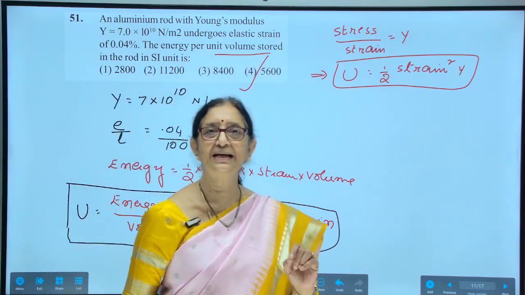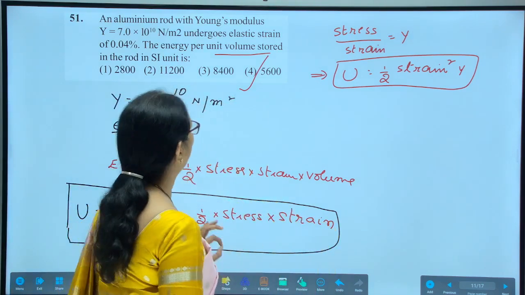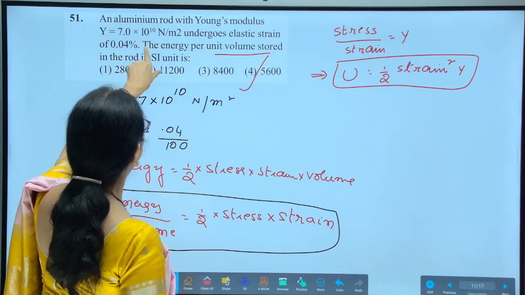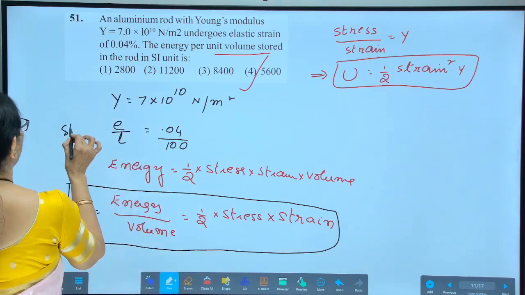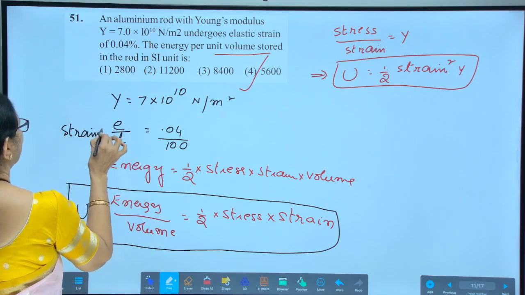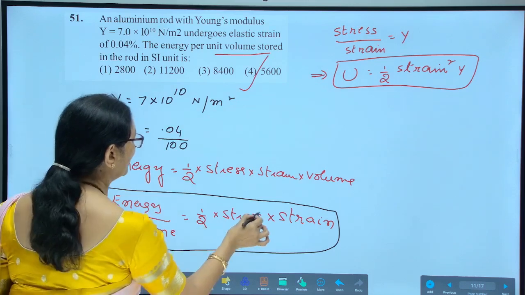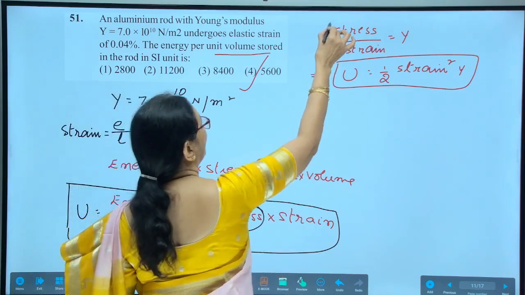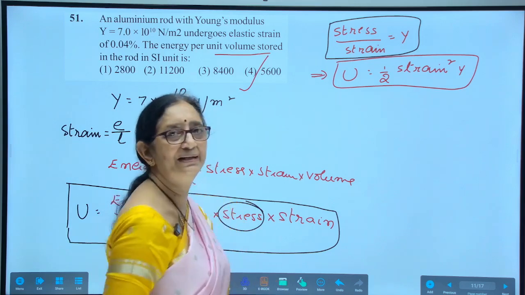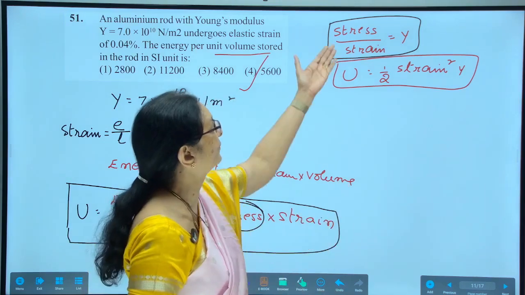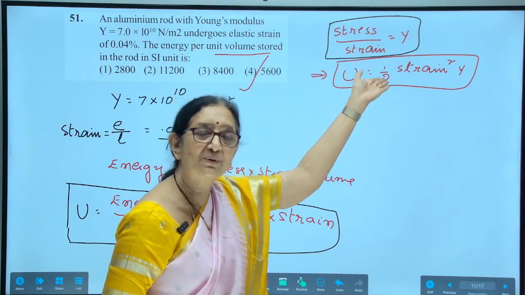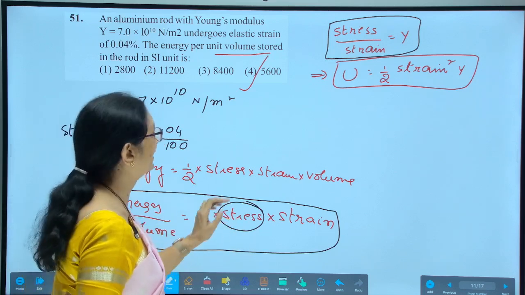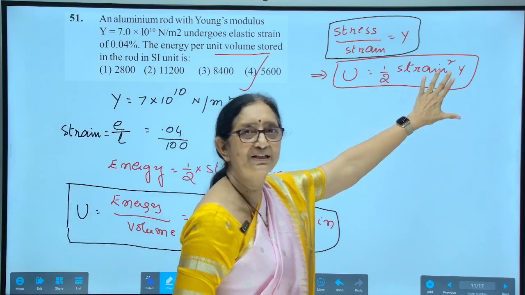Energy density is half stress into strain. See here, note the data. Young's modulus is given, strain is given. You are supposed to find energy density. So we do not know the stress here, so we want to eliminate stress. We know from Hooke's law, stress by strain is equal to Young's modulus, from which stress is equal to strain into Y. So if you substitute strain into Y here, energy density becomes half strain square Y.